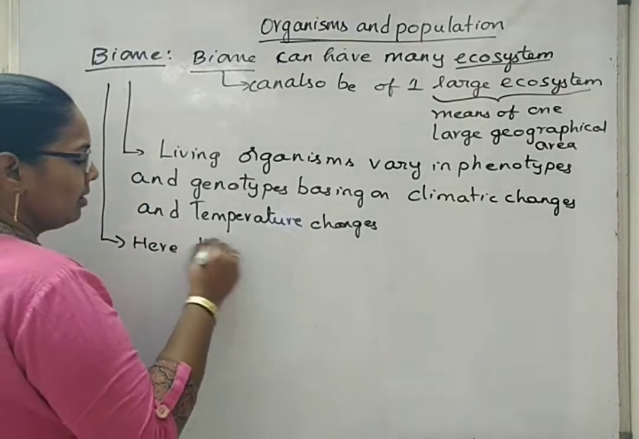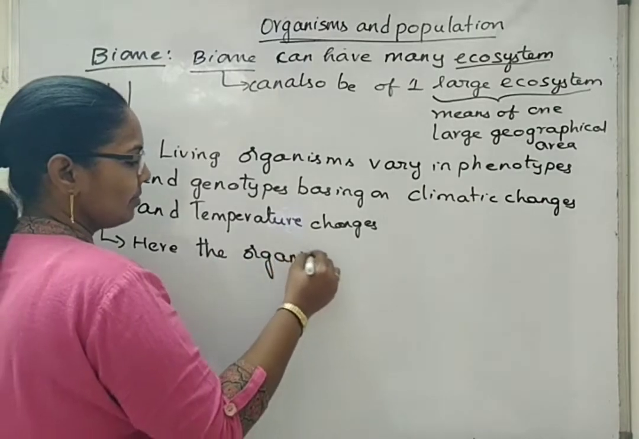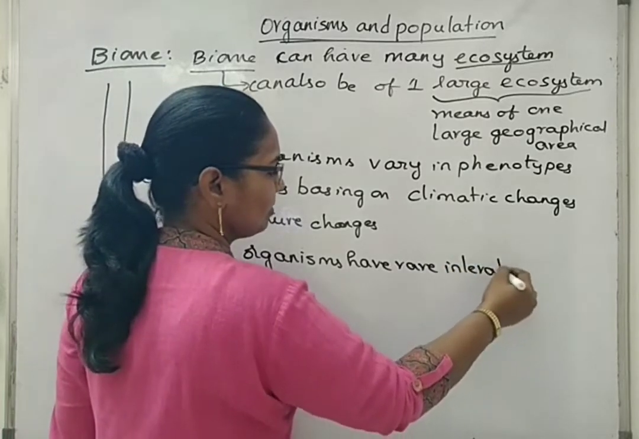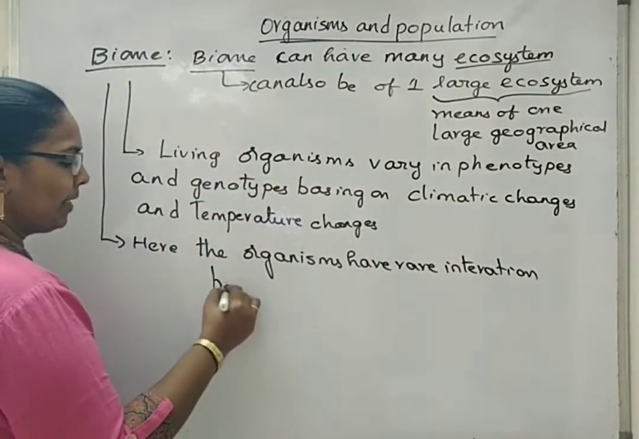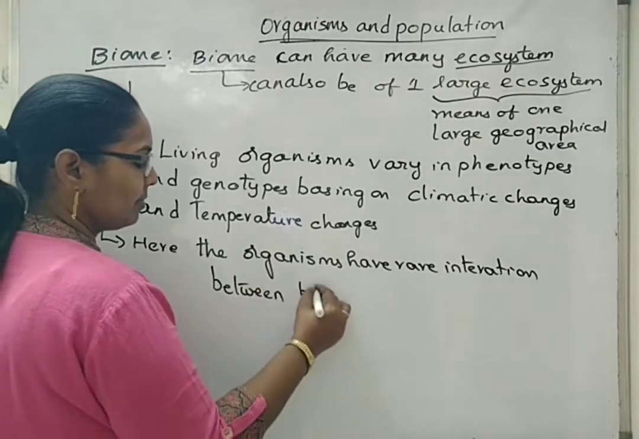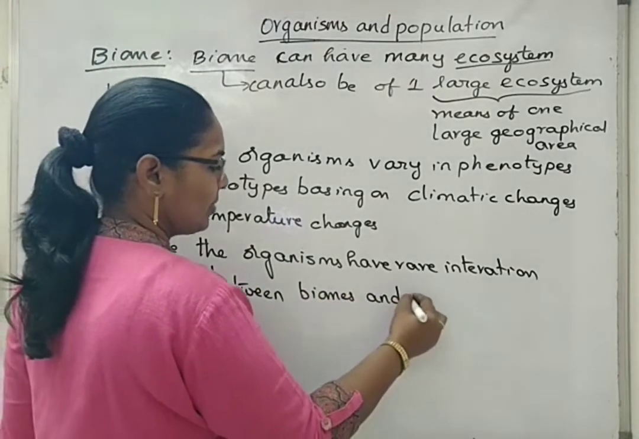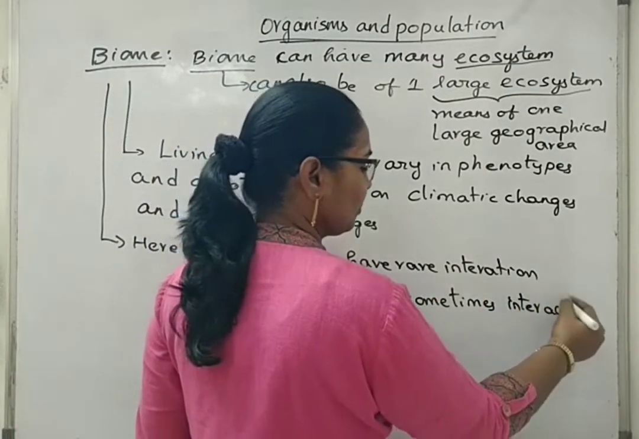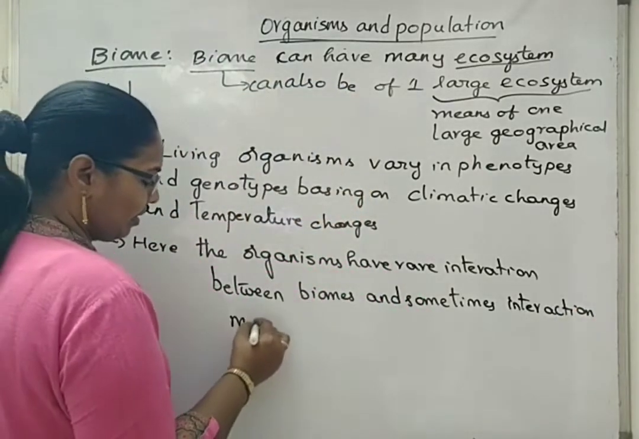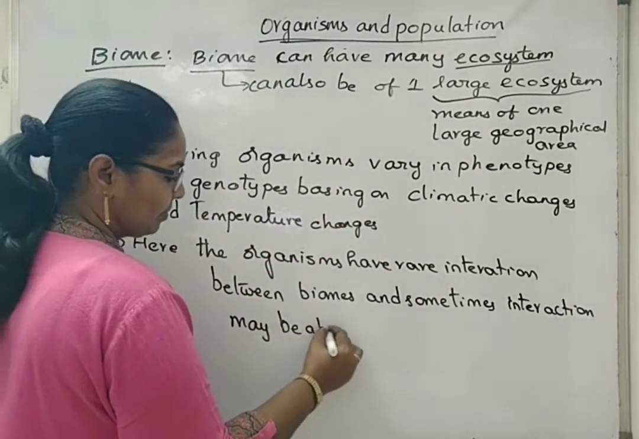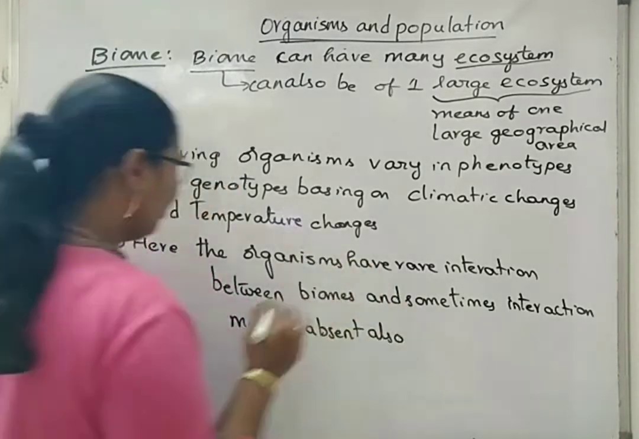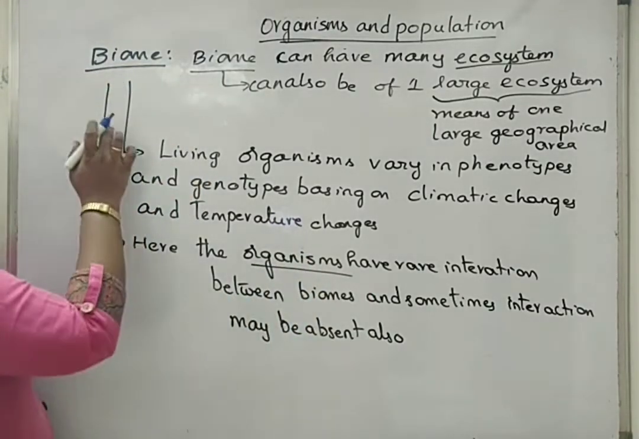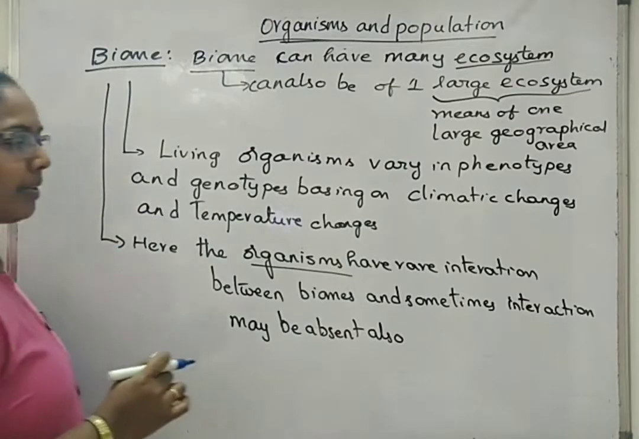Here, the organisms have rare interaction between biomes, and sometimes interaction may be absent also. How can we justify this? I used a term here, organisms in biomes, not within one biome. Organisms within biomes means a few biomes.